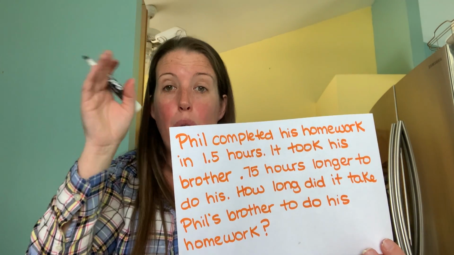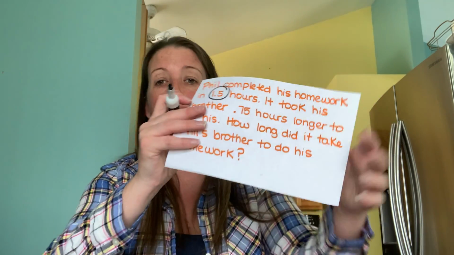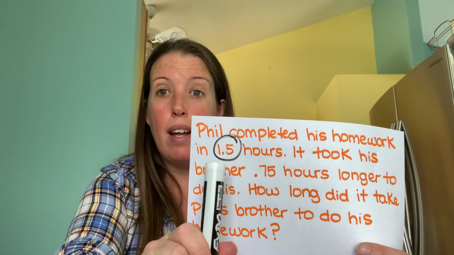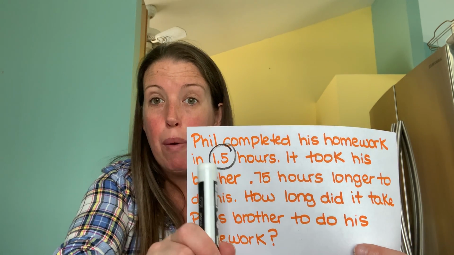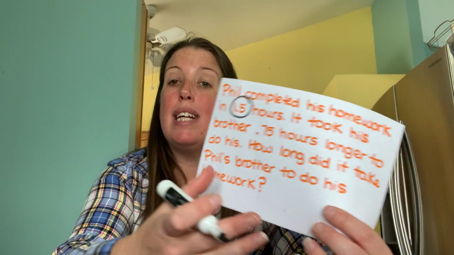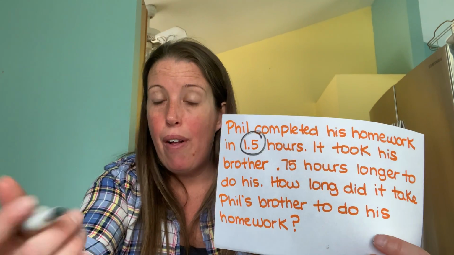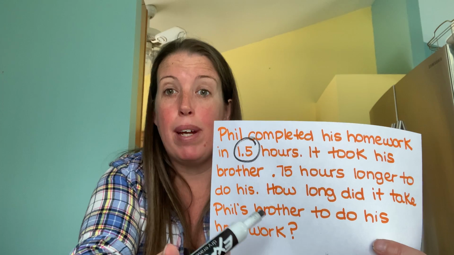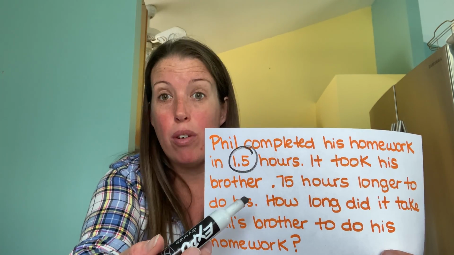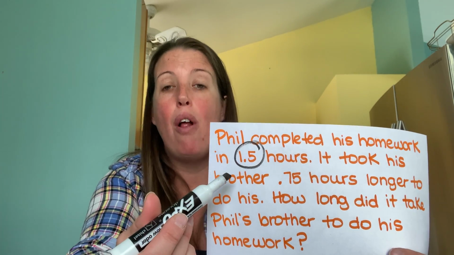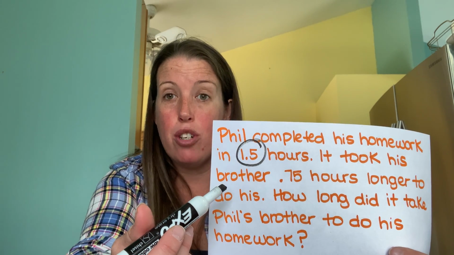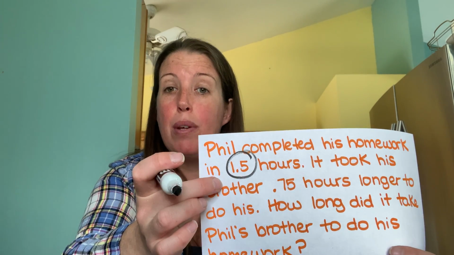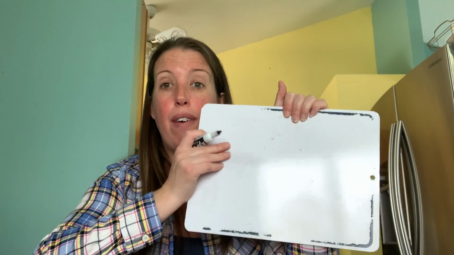All right, so I know right now, Phil, it took him 1.5 hours, 1.5. His brother's time has to be longer than 1 5/10. So his answer has to be bigger or greater. So in order to get a greater number, I have to add. If I subtract, my answer is going to be smaller. And we know that it took his brother longer, so that wouldn't make sense. So I'm going to add my two numbers together. So here I have 1 5/10, and then I'm going to add 7,500.